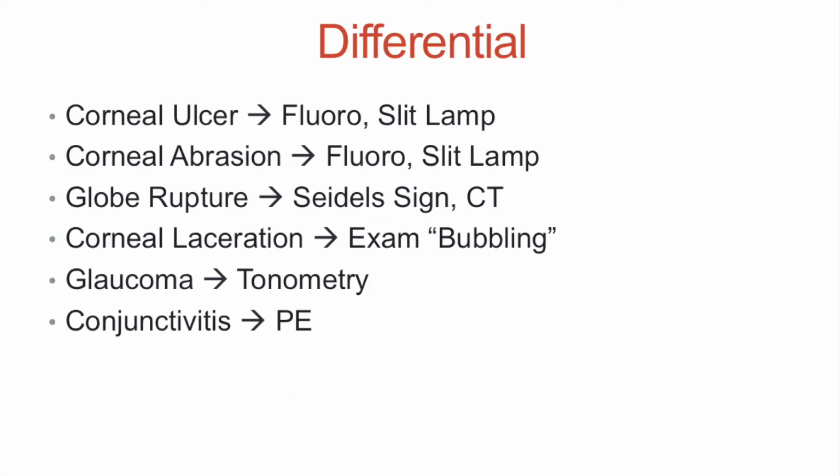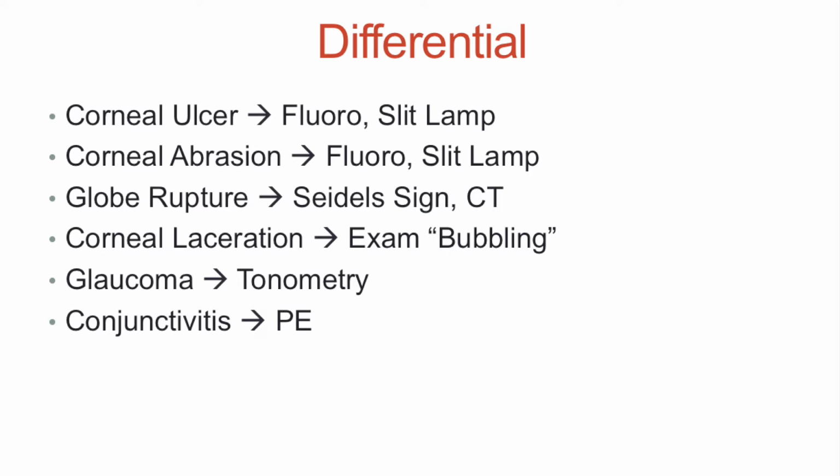So our differential for this patient, a 45-year-old male: we have a corneal ulcer, for which we typically use fluorescein staining in a slit lamp exam. A corneal abrasion, for which we can use the fluorescein and the Woods lamp, and we can also use a slit lamp as well. A globe rupture, which is a very bad ocular emergency, and we'll go over Seidel sign, and that can be diagnosed on CAT scan.